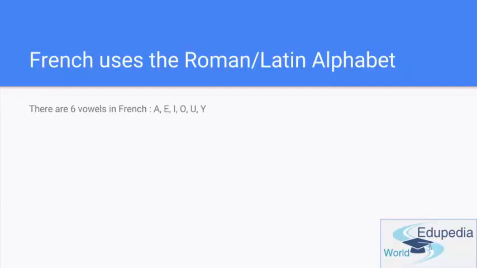Let me repeat them for you. First we have A, then E, I, O, U, Y. I will repeat this one because it's a bit tricky. It's Y, which means literally Greek eye. Y. Let me repeat once again. A, E, I, O, U, Y.